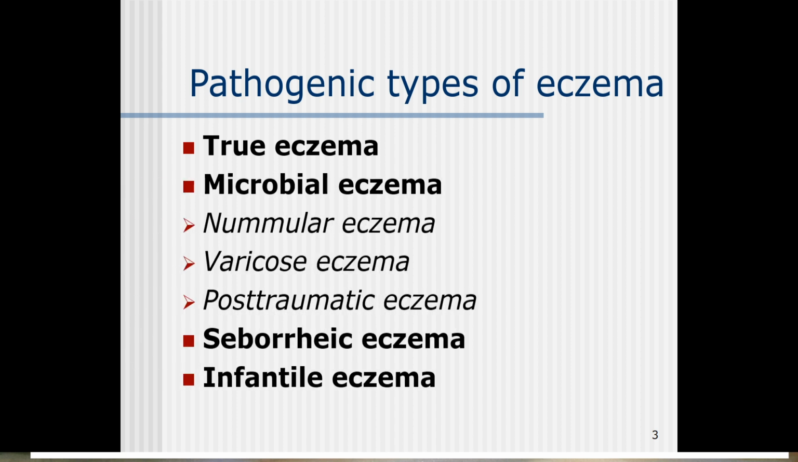Pathogenic types of eczema: true eczema, microbial eczema, nummular eczema, varicose eczema, post-traumatic eczema, seborrheic eczema, infantile eczema.